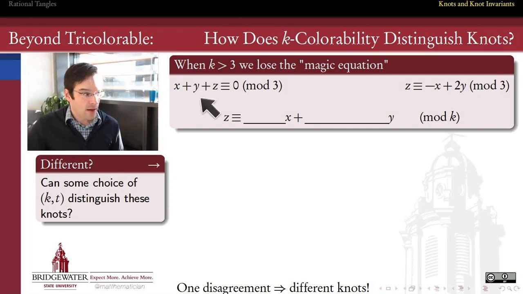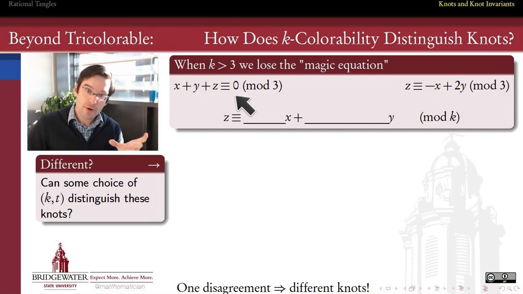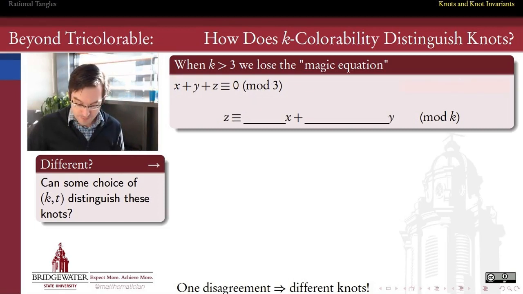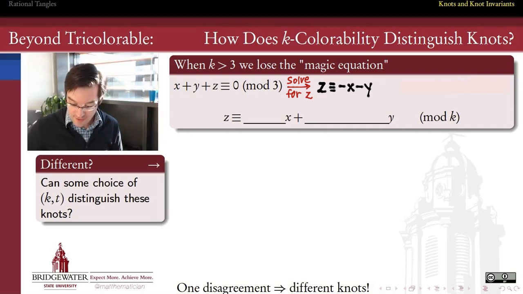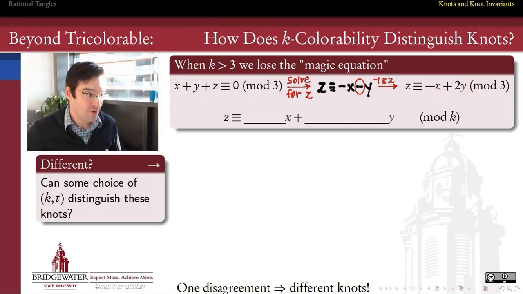So one of the ways to think about how this magic equation works is we're going to think about it now as a tool for determining the color that a third arc must be if we know what the colors of 2 of the other arcs at its crossing are. So what I'll do is I'll solve this magic equation for Z, just subtract X and Y from both sides. Remember, this is arithmetic modulo 3 still. And since it's arithmetic modulo 3, I can take one of these -1 coefficients in front of either X or Y, and I can replace it with 2. Just conventionally, we like to have one of them be 2 and the other one be -1.